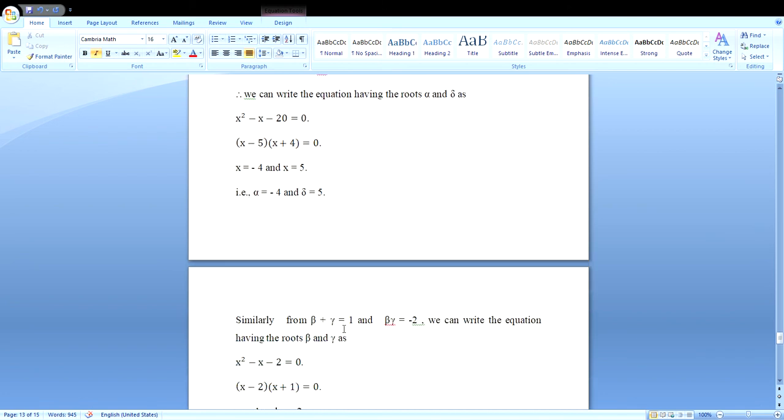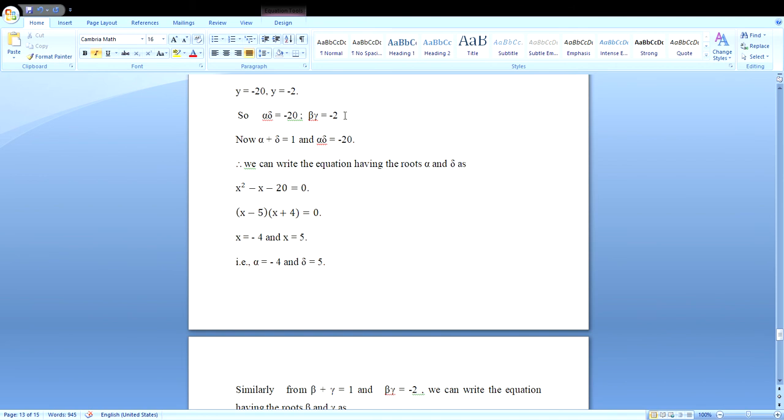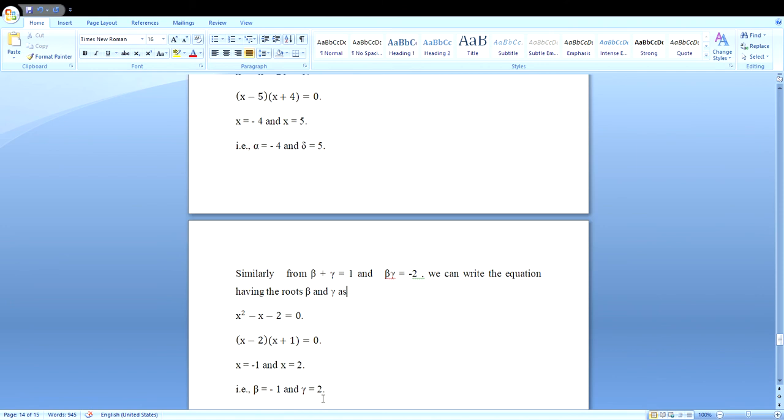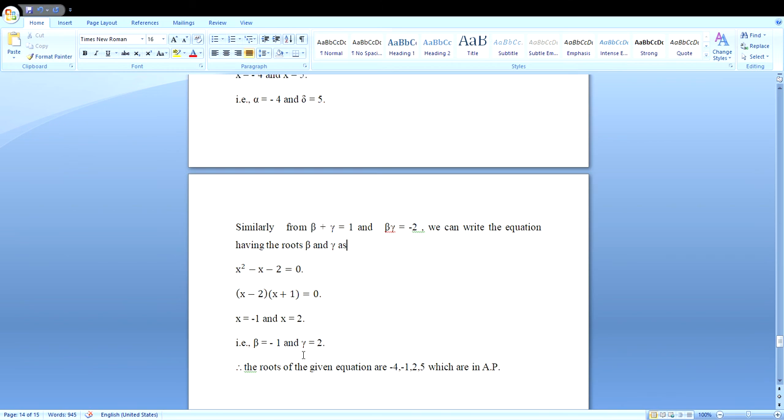Similarly, from beta plus gamma equal to 1 and beta gamma equal to minus 2, we can write the equation having the roots beta and gamma as x square minus x minus 2 equal to 0. Factorizing this, x minus 2 into x plus 1 equal to 0, or x equal to minus 1 and x equal to 2. That is beta equal to minus 1 and gamma equal to 2. Therefore, the roots of the given equation are minus 4, minus 1, 2, 5, which are again in AP. We can solve using any one of the above methods.